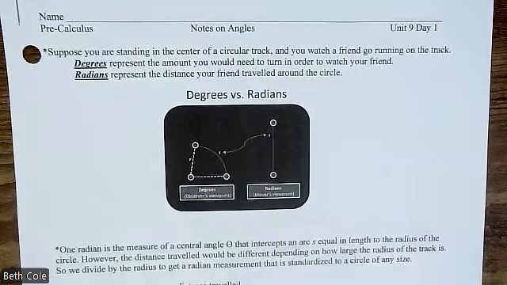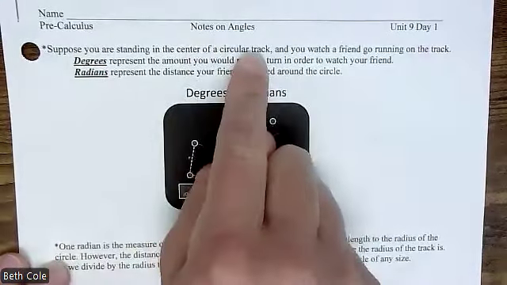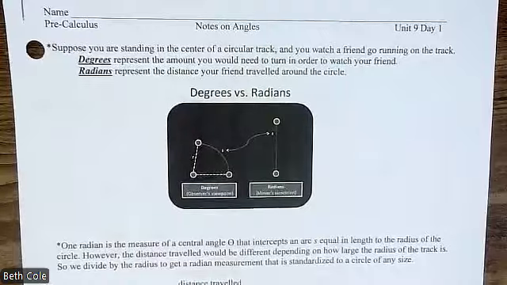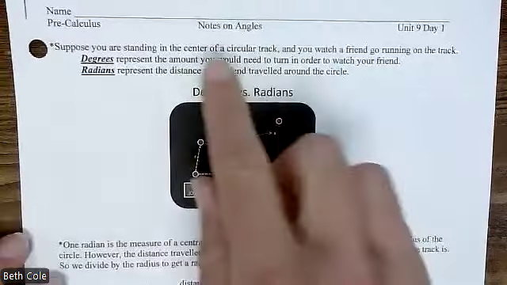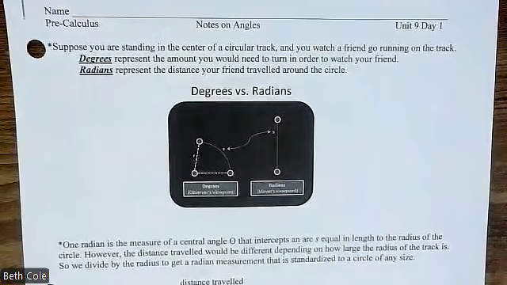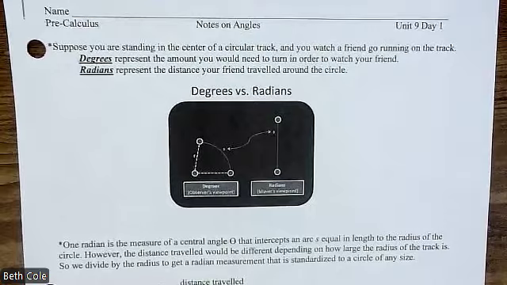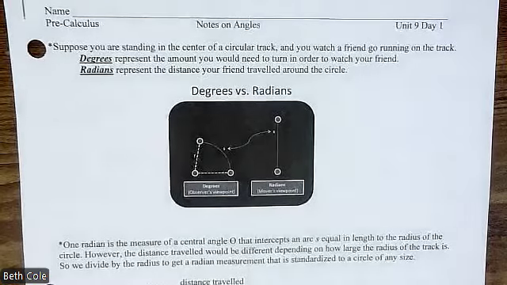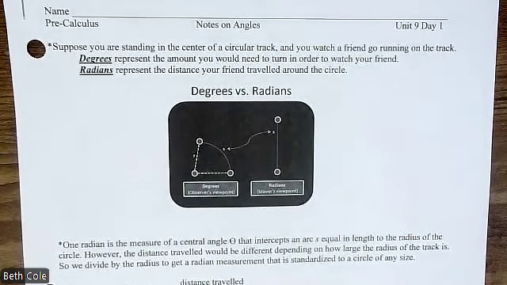Cool. So I'm not going to read this whole thing to you, but basically here's how it works. Pretend you're standing in the center of a track, except it's a perfect circle. You're standing in the middle and watching your friend run around. This won't show up on the video, but I'm going to stand here and act it out. So I'm standing here in the middle, watching my friend run around this perfectly circular track.